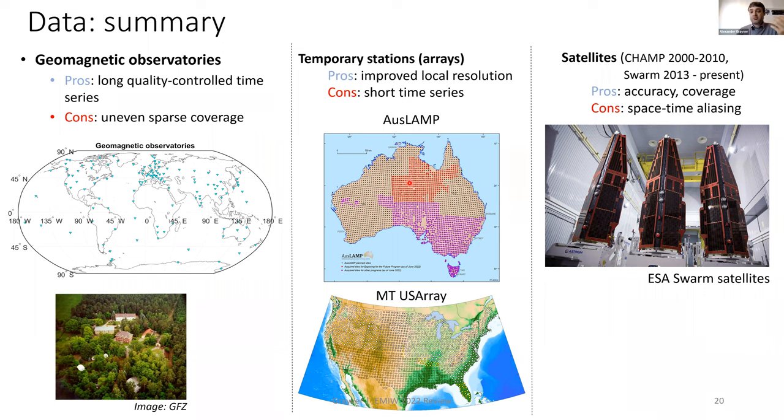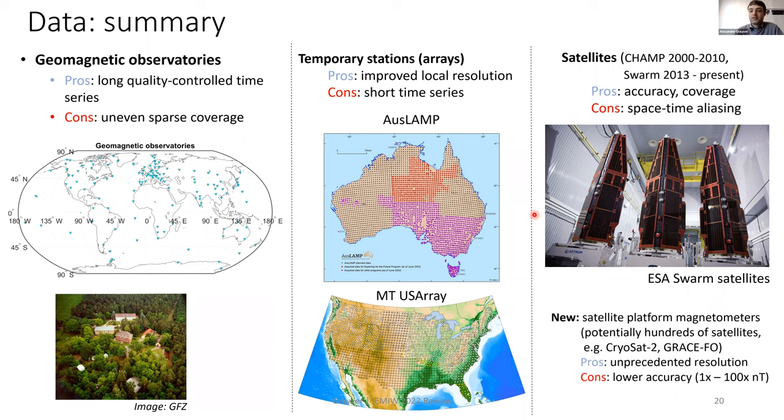So we can still do a lot on the upper mantle side, but we cannot really go much deeper than the asthenosphere. And these satellites provide very accurate data that covers the whole globe, but then we have to deal with this constantly moving platform and the associated consequences of this way of data collection. And something that basically unraveled as an opportunity in the last decade are these platform magnetometers.